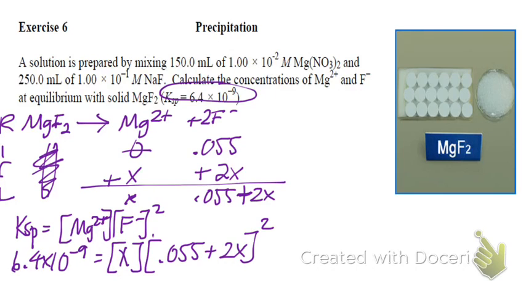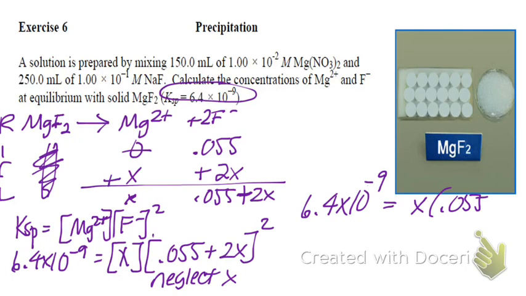This is going to be one of those examples where we have a fairly high concentration of 0.055, and we have a really small KSP value. So we're going to neglect X. Okay? So then it becomes 6.4 times 10 to the negative 9 equals X times 0.055 squared. When you plug that in and solve for X, you get X is equal to 2.1 times 10 to the negative 6. So that is your concentration of magnesium.